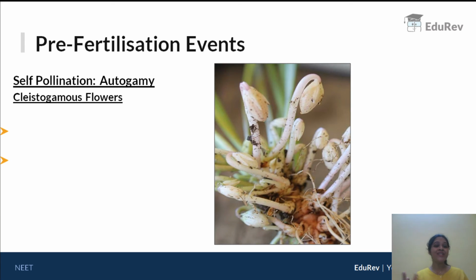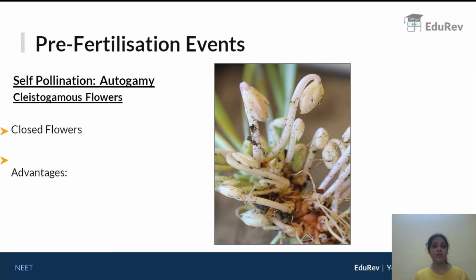However, let's look at the cleistogamous flower. Now the word cleisto means closed. This particular flower looks like a small bud. Actually it's a mature flower, but it's closed. Since this flower is closed, when the anther dehisces, whatever pollen is present there is going to fall onto the stigma of the very same flower. There's absolutely no movement.